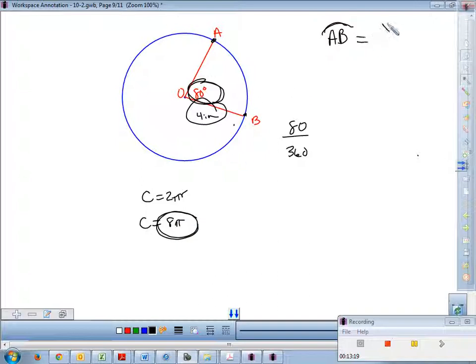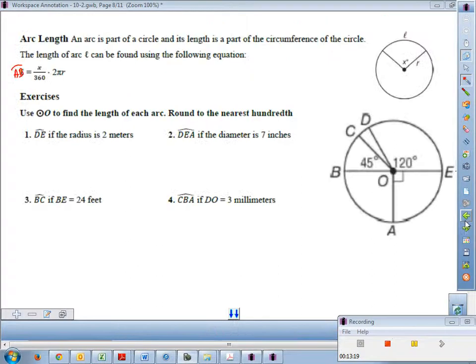That's why the formula is x over 360 times 2 pi r, where obviously 2 pi r is the circumference of the circle. X stands for the central angle measure right here. It's like, how many degrees out of 360 do you really want to walk right here? So let's give these a try.